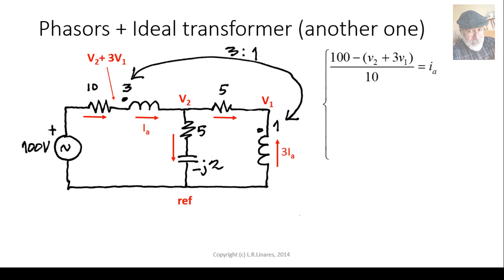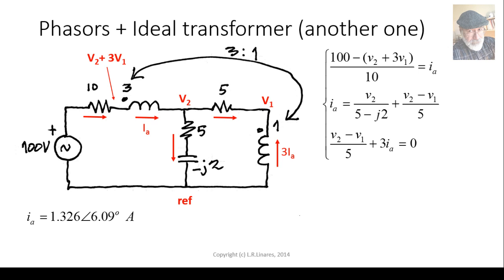For the V2 plus 3V1 node, currents entering that node: (100 minus (V2 plus 3V1)) divided by 10 is equal to I_A. And this other one, the one in the center: I_A is equal to V2 divided by this impedance in the middle, 5 minus j2, plus the current on the right, (V2 minus V1) over 5. Fine. And then one more equation for the node V1: (V2 minus V1) over 5 plus 3 times I_A, that is drawn entering, is equal to 0.